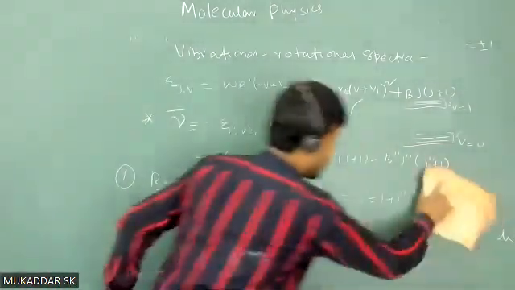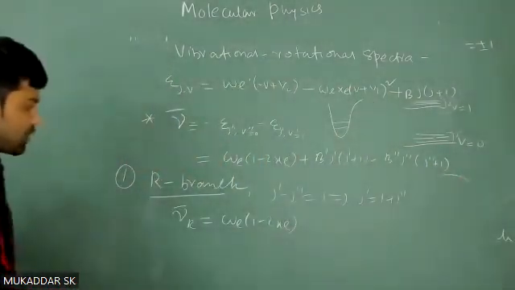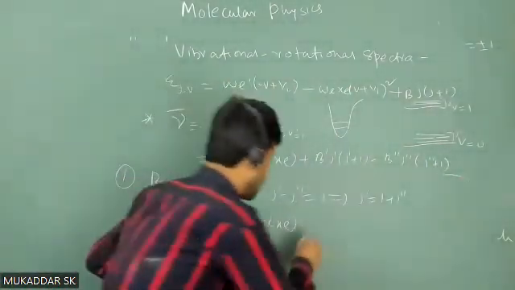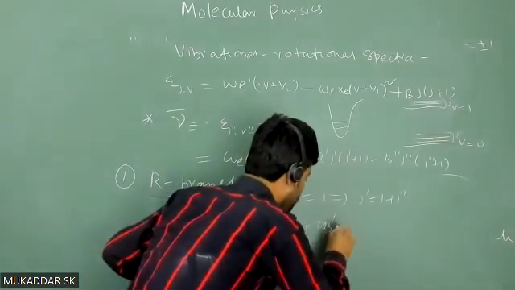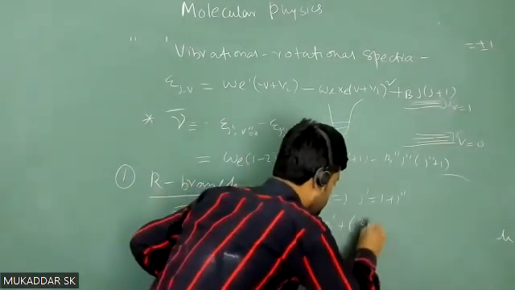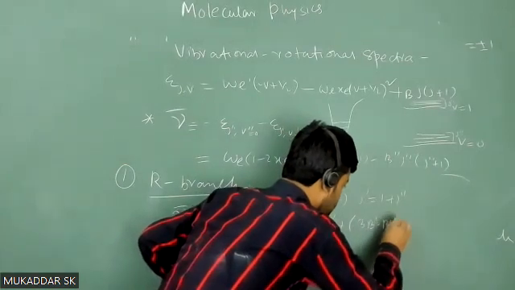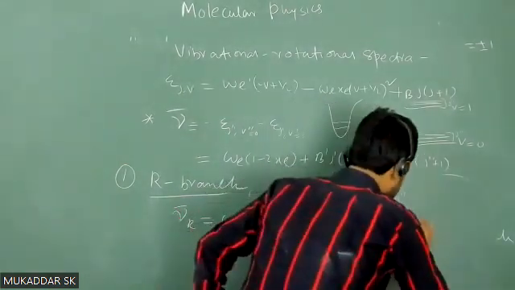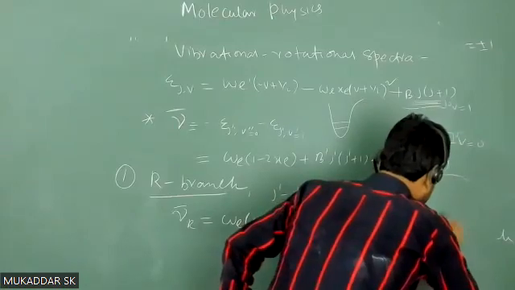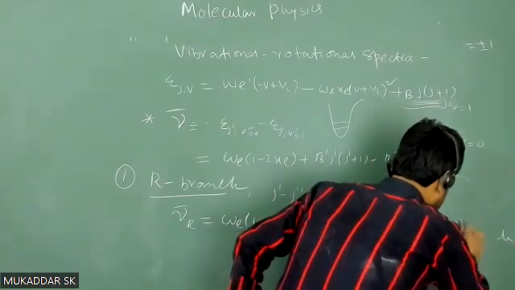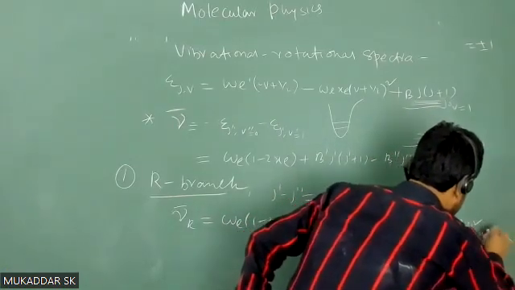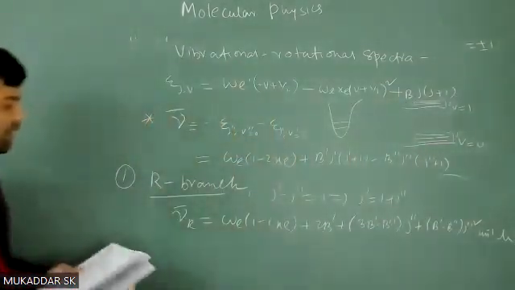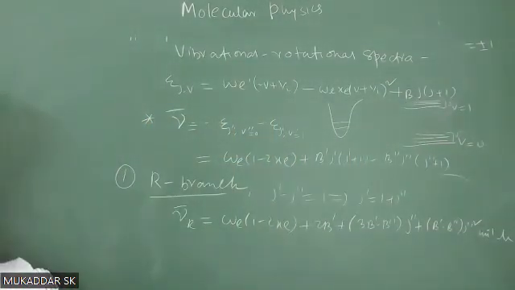So now we'll obtain that expression for R branch, that will be omega e 1 minus twice xc, and then we'll have twice b prime, right? Twice b prime, then 3b prime minus b double prime j double prime plus b prime minus b double prime j double prime square. Of course, unit will be centimeter inverse. So this will be the expression for R branch.